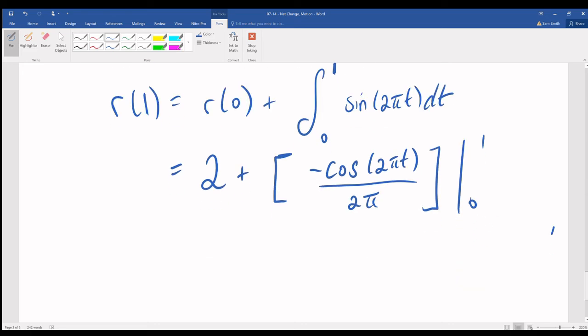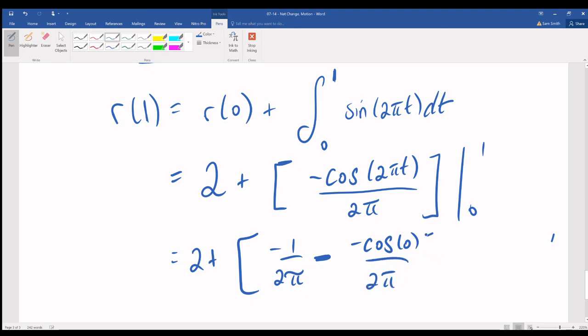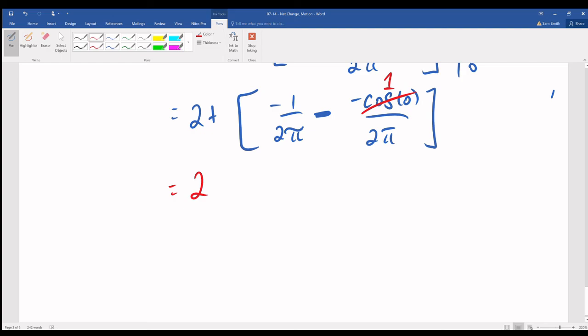Now, taking the integral from 0 to 1, let's see what happened. 2 plus, plug in 1 for t: cosine of 2 pi is 1. Then let's subtract what we get when we plug in 0. But cosine of 0 is equal to 1 as well, and so we have negative 1 over 2 pi, take away negative 1 over 2 pi, and the result is 2 again.